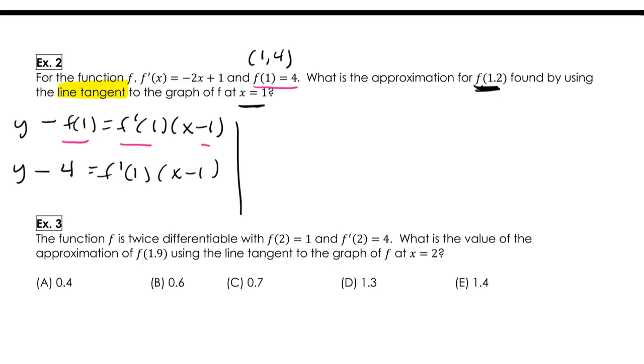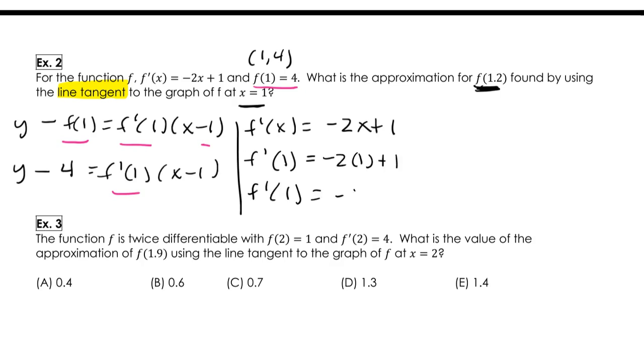So now what's the only thing left is f prime of 1. Well, first we need to find f prime. So f prime of x is negative 2x plus 1. Oh, you know what? We didn't even have to find it. They gave it to us. Now, make sure if you're finding the derivative at 1 that you sub a 1 in here instead of an x. So now you have negative 2 times 1 plus 1. So f prime of 1 is negative 1. Well, that was the only missing piece over here. So now our final equation is y minus 4 equals negative 1, x minus 1.